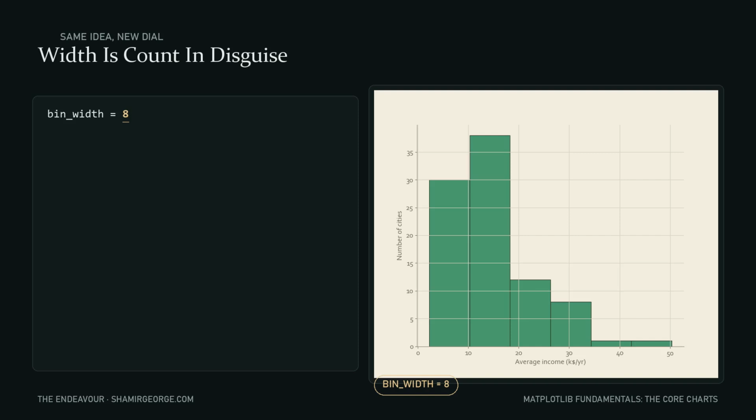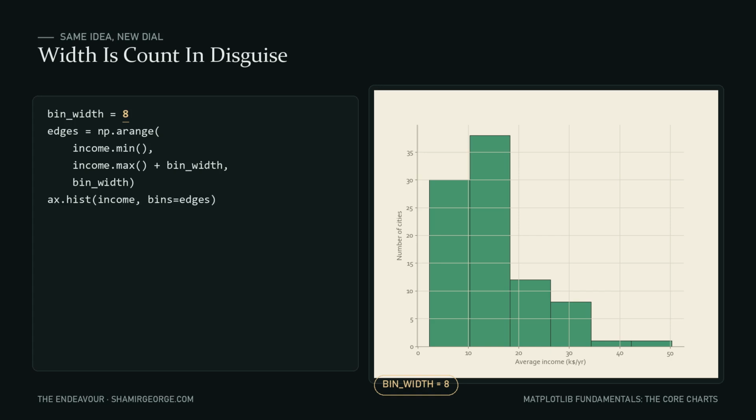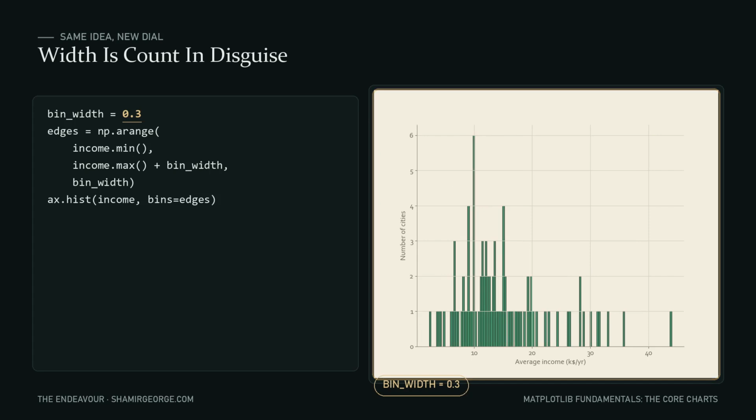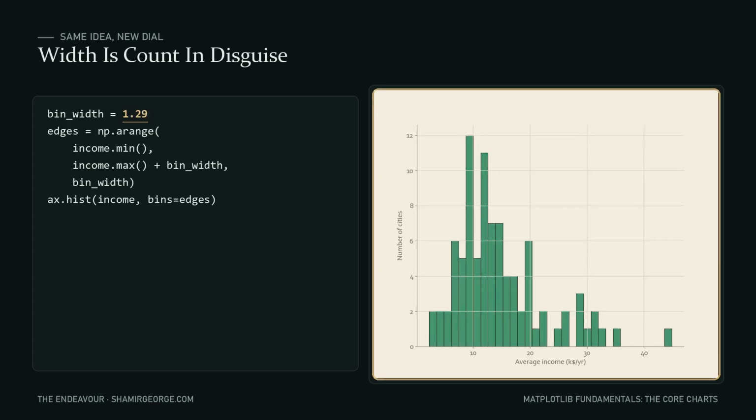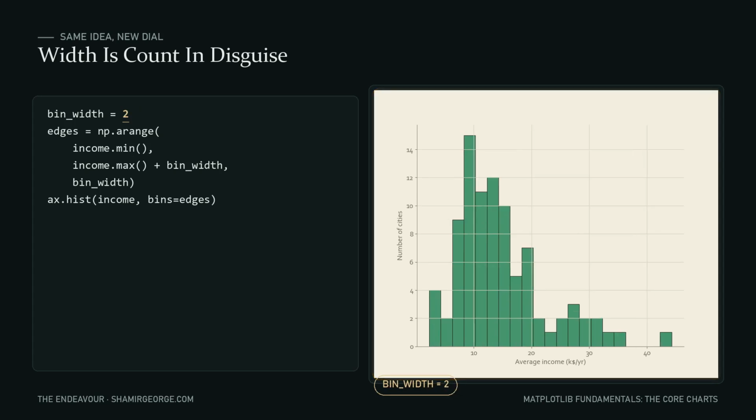Instead of choosing how many bins, choose how wide each one is. Same decision, different dial. Set the width to $8,000 and the whole distribution folds into 5 fat columns, the skew flattened away. Shrink it to 30 cents on the dollar and you get a picket fence of 100 spikes, mostly empty. $2,000 a column is the sweet spot, enough columns to see the shape, not so many you're seeing noise.